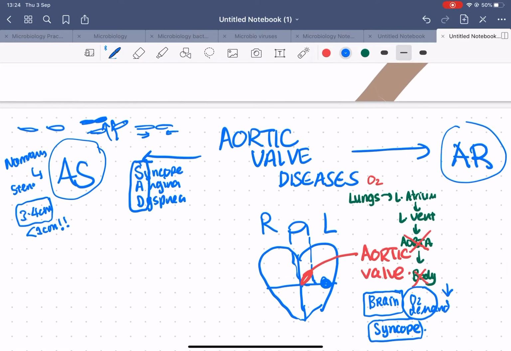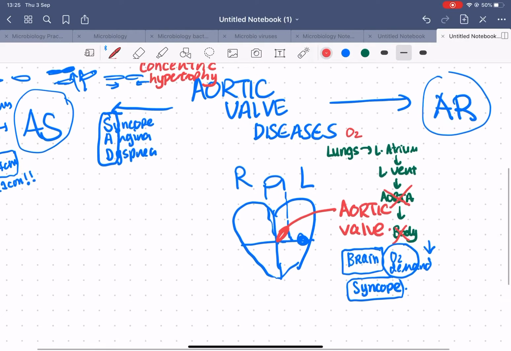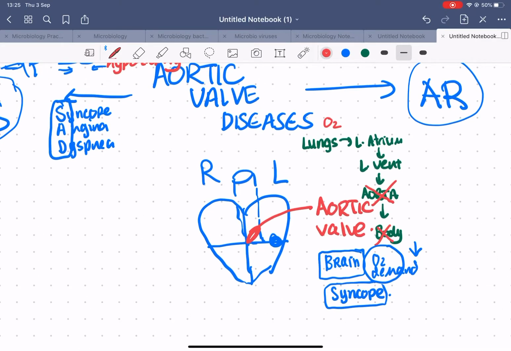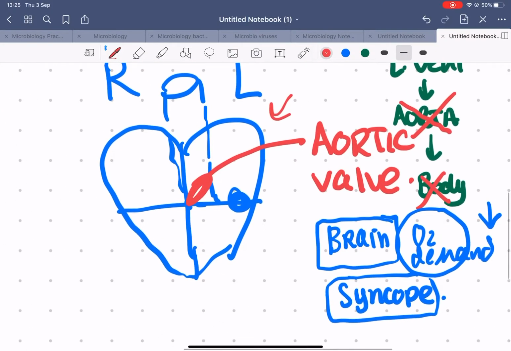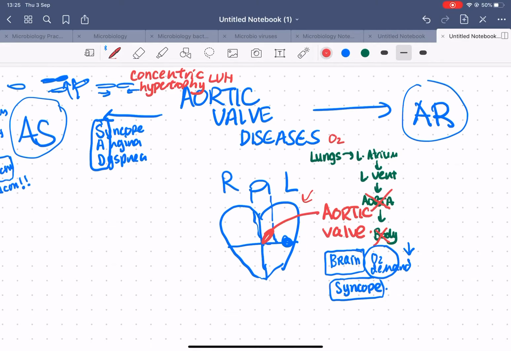Now, what else we will see? Well, in aortic stenosis, we have something that we've all heard of, concentric hypertrophy, that is to say concentric left ventricular hypertrophy, because this is all going to affect the left side of the heart, the left atrium and the left ventricle. Now, if we go to aortic regurgitation, this is going to be eccentric. Is that how you say it? Hypertrophy.